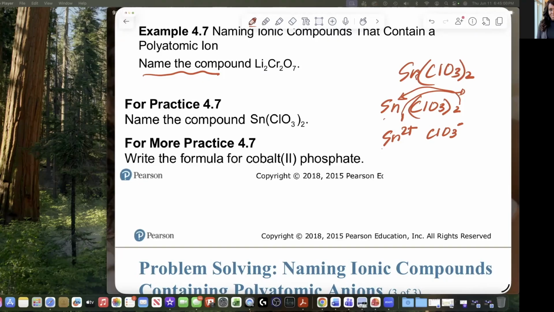Okay, how do we name Sn2 plus? Sn2 plus is tin(II). This is why you want to memorize that list, right? And ClO3 minus is going to be chlorate.